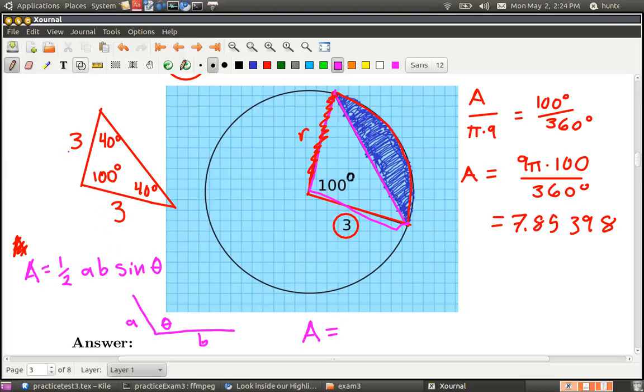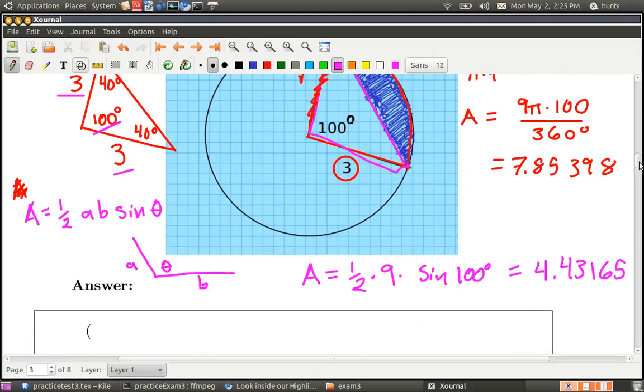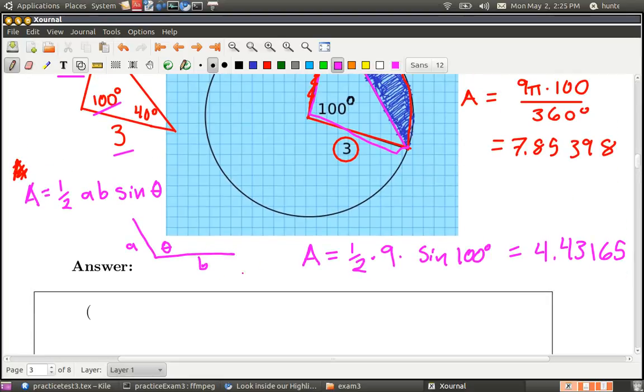So in this situation I've got 3 and 3 and the angle 100 in between. So the area of the triangle is going to be 1/2 times 3 times 3, which is 9, times sine of 100, and that all comes out to be 4.43165, let's say.